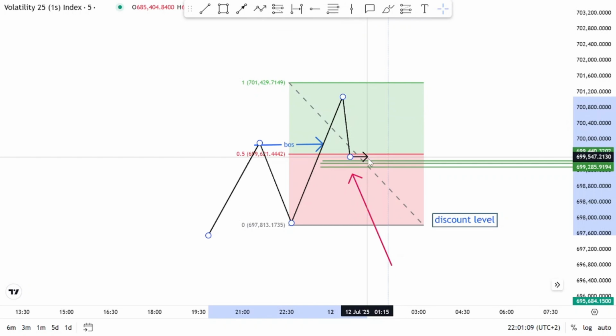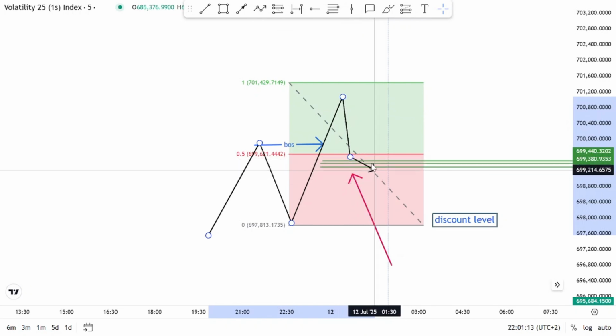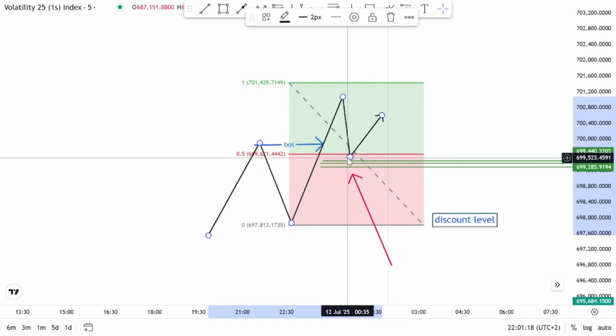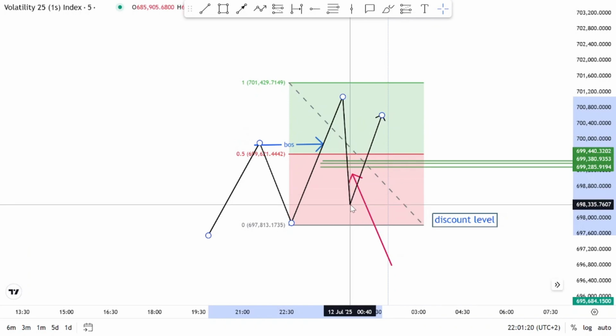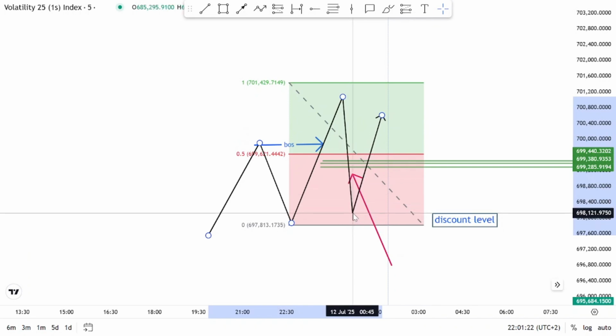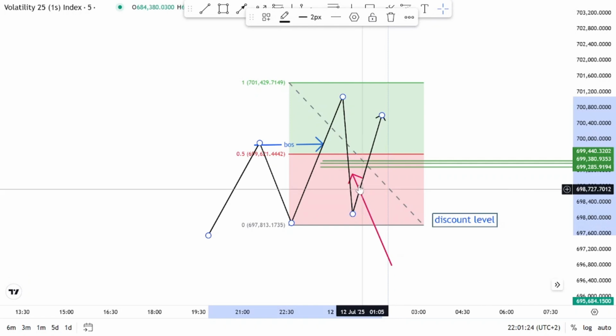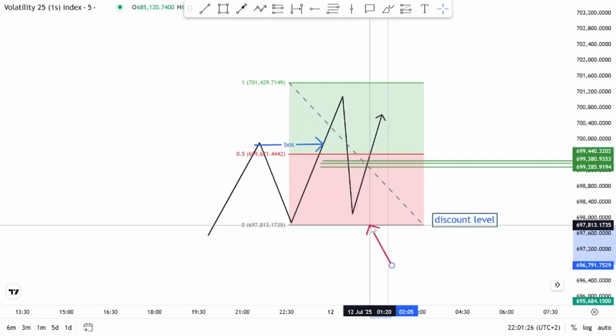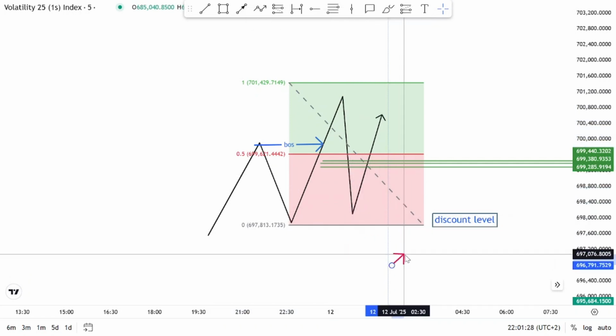And what it does is take out the stop losses and the liquidity around these levels, only for the market to come back to our institutional reference points on the discounted area.